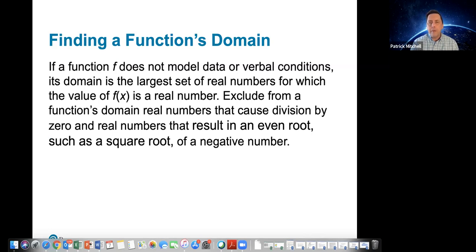So some examples of numbers that will cause problems in the domain of your function are numbers that cause division by 0. We always want to leave those out. And real numbers that result in an even root, such as a square root, of a negative number. Those might be the only two that we know about so far. Later on in pre-calc, we will talk about, for example, logarithmic functions. They have a specific domain, and some of the trigonometric functions have domain issues.